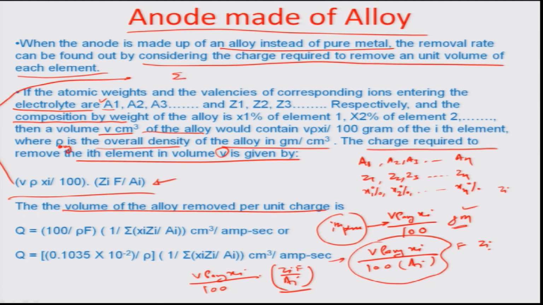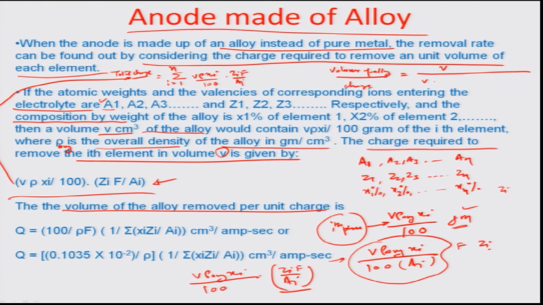So, we have I phases, with I varying between 1 to n, and from each phase the contribution that is emerging is V rho xi by 100 times ZiF by Ai. This is a sigma indicating how much total charge is needed over the n phases to remove the volume V. And so I can have the volume of alloy per unit charge as simply the volume V divided by this expression here.